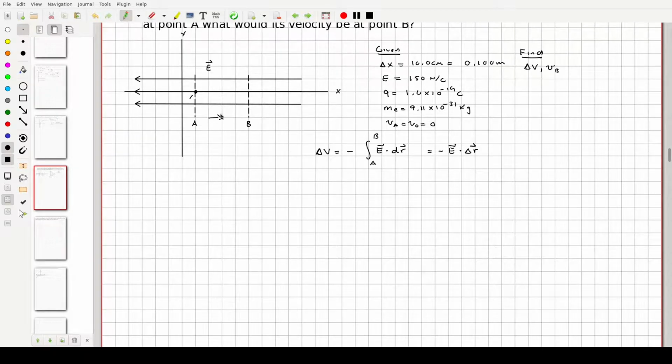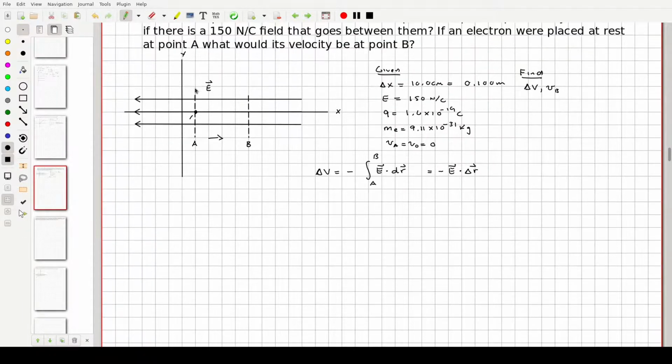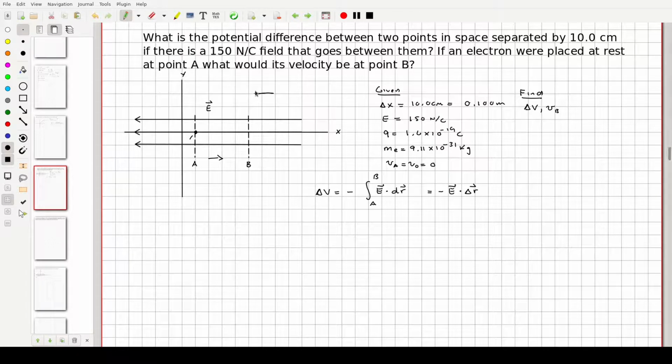Where delta r is the direction. It's the displacement. So if you look here, as drawn, our electric field goes this way. But our charge, if you think about this, we're putting a negative charge here. F is equal to Q times E. If we have a negative charge, the force that it experiences is going to be in the opposite direction of the electric field, because Q is negative, and that flips the direction around. So we expect the force this way.